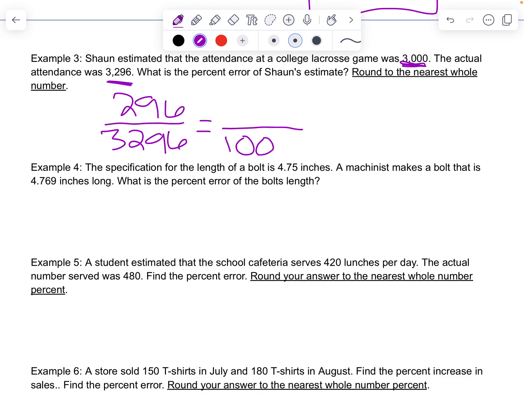And then I do 296 times 100 divided by 3,296. And again, I get a pretty long decimal, 8.98058. It says round to the nearest whole number. So that's the number in front of the decimal. I look at its neighbor, it tells me to go up. So you should get 9%.